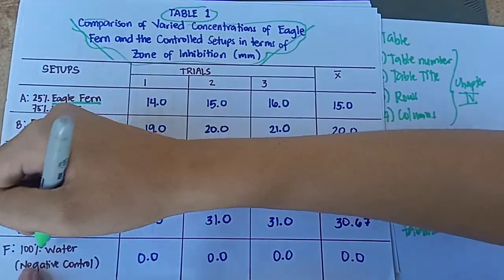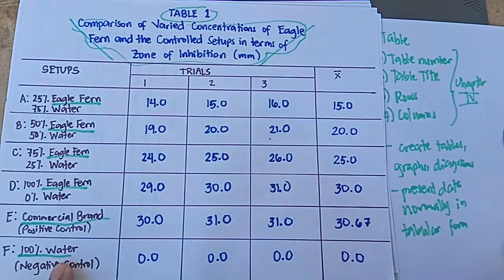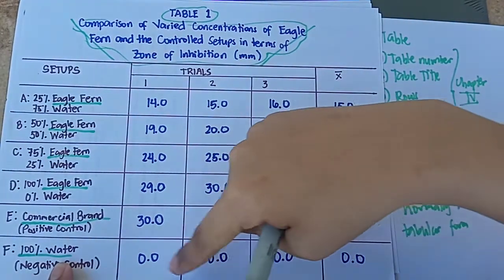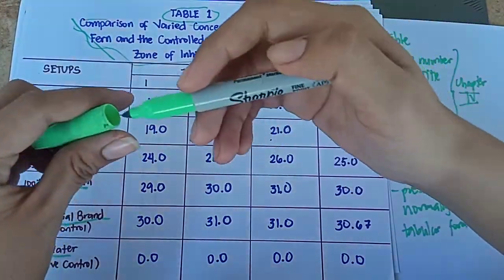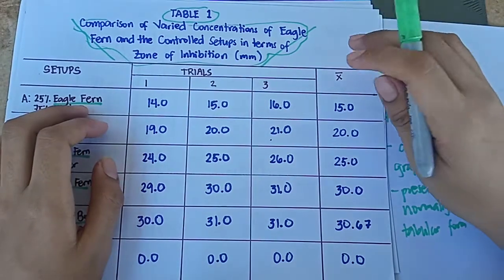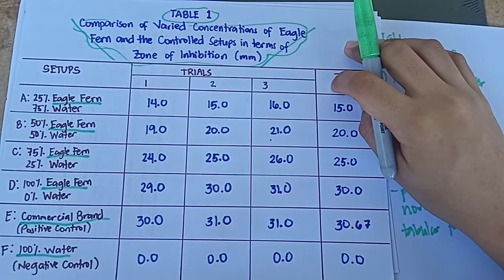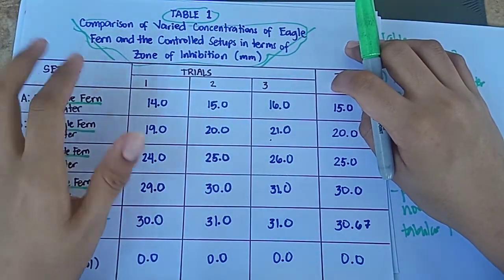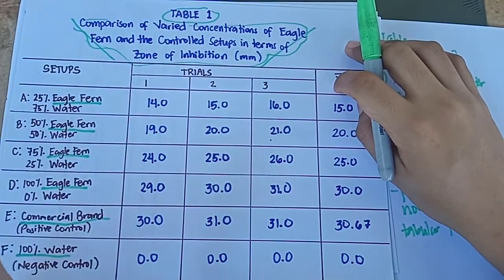And lastly, we have setup F. Setup F is 100% water, and this water does not have any effect on the dependent variable, as we can see in the results, 0. So this would be our negative control. Now, in this table, we have the comparison of varied concentrations of eagle fern and the controlled setups in terms of zone of inhibition. When we say zone of inhibition, it is the area or the diameter that disappeared after applying the independent variable or after applying the treatment.